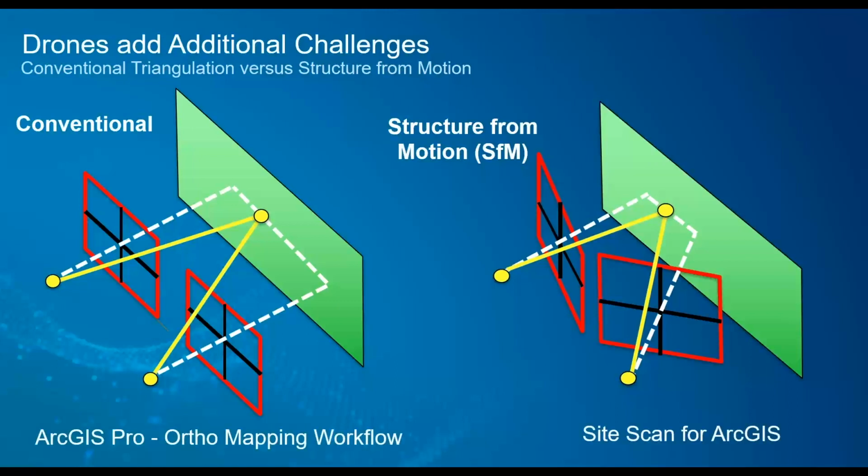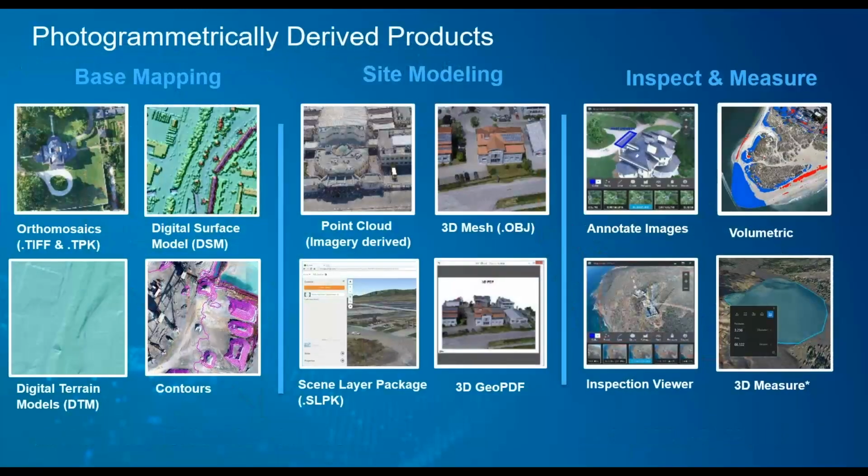Our two software products: the ArcGIS Pro Ortho Mapping Workflow works with that more conventional model, whereas SiteScan for ArcGIS and our Drone to Map products use structure from motion. And these are the types of information products you can create, whether they be ortho base maps, detailed site models, or inspect and measure. These are the key derived products that you want to be able to generate from your photogrammetric process.